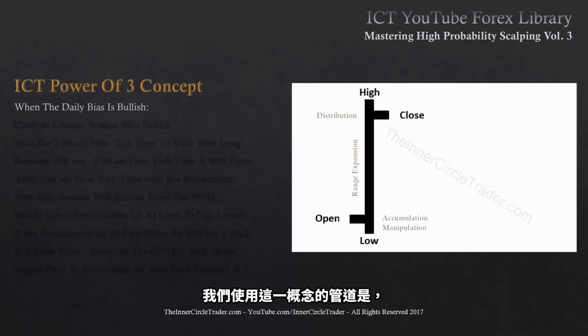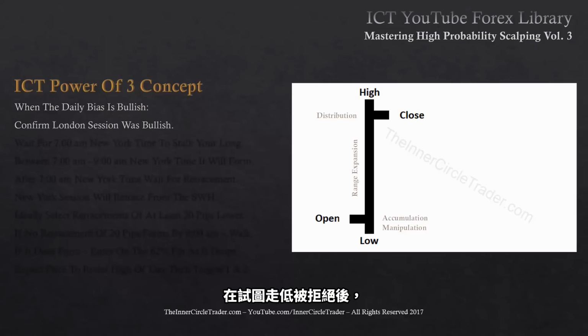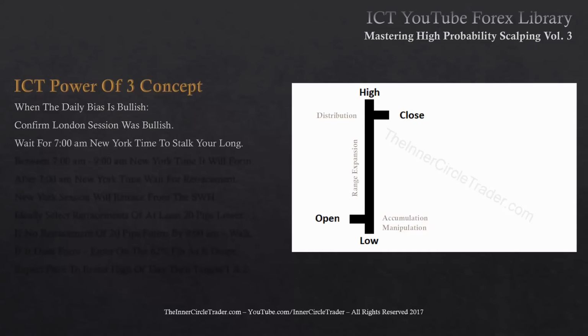The way we use this concept is when the daily bias is bullish, we're going to be confirming the London session was in fact bullish. That means that we see a measure of bullishness after an attempt to go lower was rejected and price has seen a rally. This would be enough for me, coupled with the daily bias being bullish. Then you simply wait until 7 a.m. New York time to stalk your long entry.